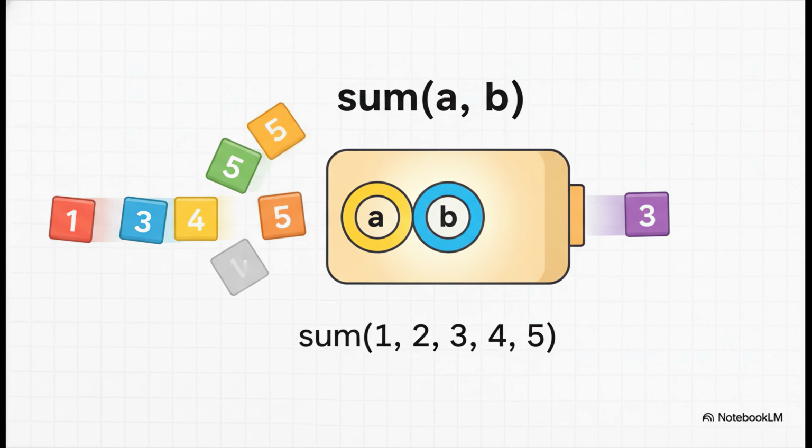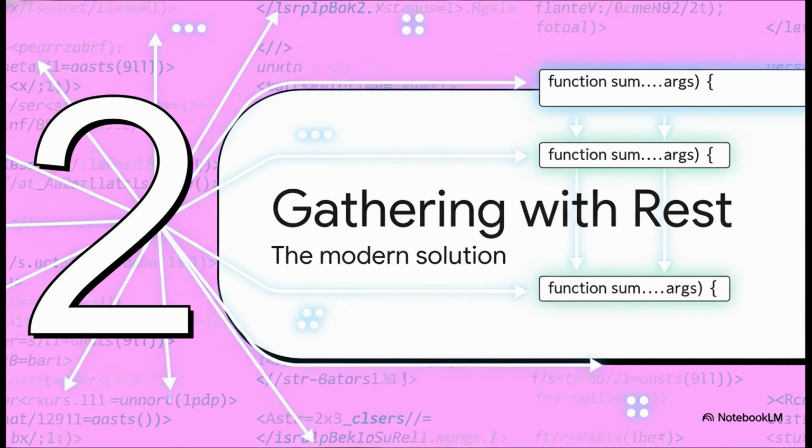This right here is the heart of the issue. If we write a simple function like sum(a, b), it's totally rigid. If you try to pass it 5 numbers, it'll use the first 2 and just straight up ignore the rest. Throws them right out. That's a huge waste. And we need a way to capture all of them. So how do we fix this?